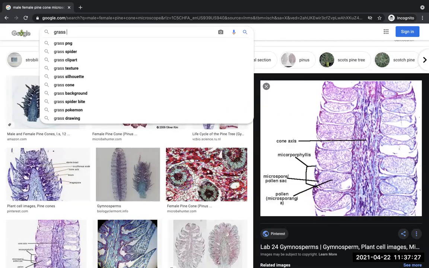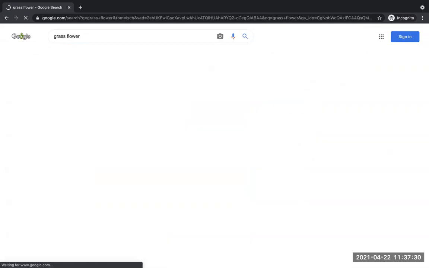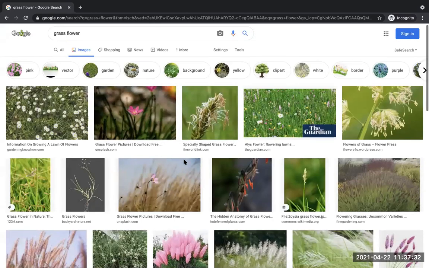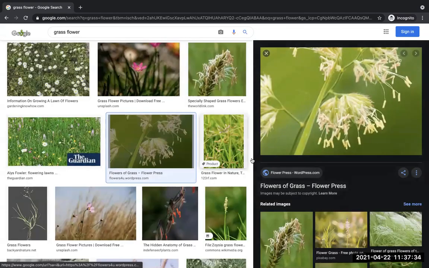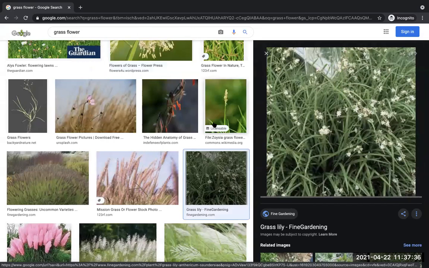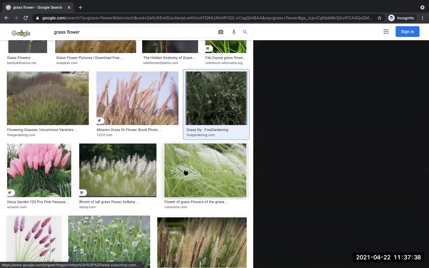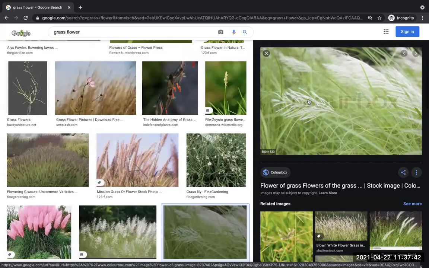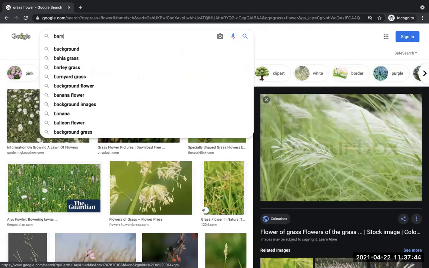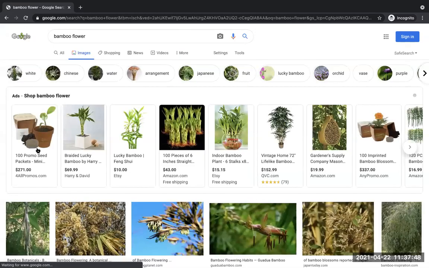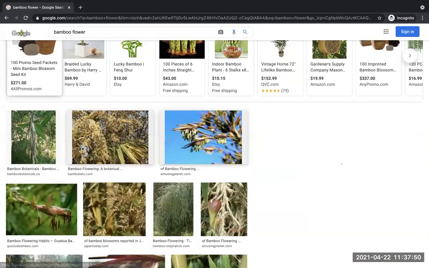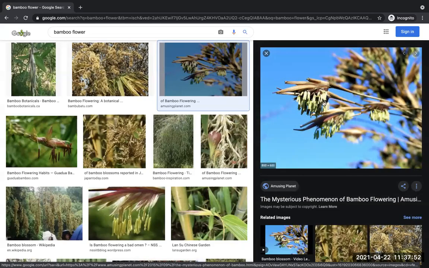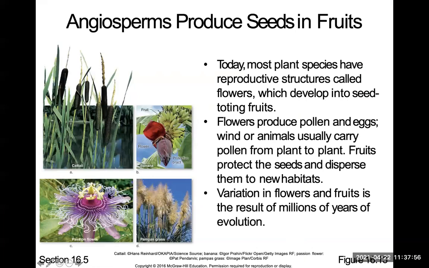If you look at a grass flower or wild oat flower, this is what they look like. So they don't really look like flowers. Also bamboo flowers. So these still rely on the wind. They have similar, that's bamboo flowers. So they don't look like this flower here.